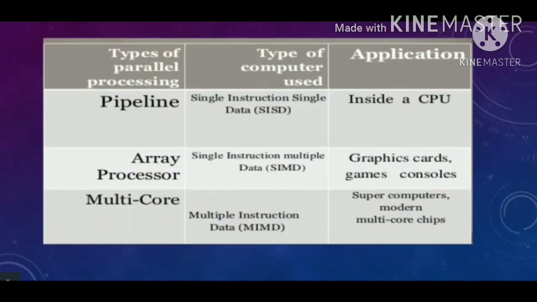Types of parallel processing: pipeline, array processor, multi-core. Types of computer architecture: single instruction, single data; single instruction, multiple data; multiple instruction, multiple data. Applications inside the CPU: graphics cards, games consoles, supercomputers, multi-core chips.